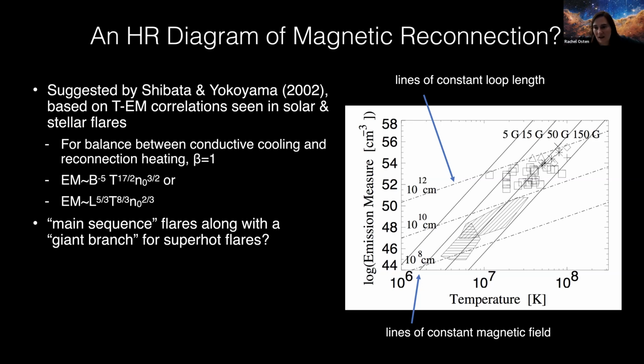diagnose by making this simple plot and then looking at the balance between conductive cooling and reconnection heating. You get different trends as a function of magnetic field strength and as a function of emitting length. And they suggested that maybe there was a main sequence for flares, which the sun would sort of be along, and then you could transition over to a giant branch for super hot flares. So it's interesting, as I said, kind of provocative, but potentially being borne out by recent observations.